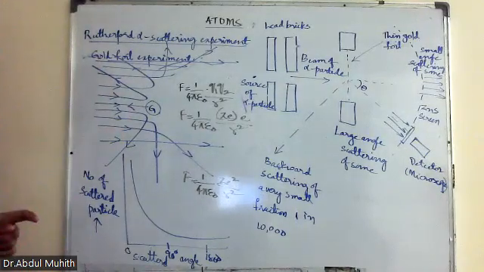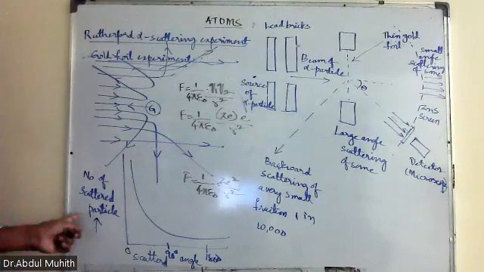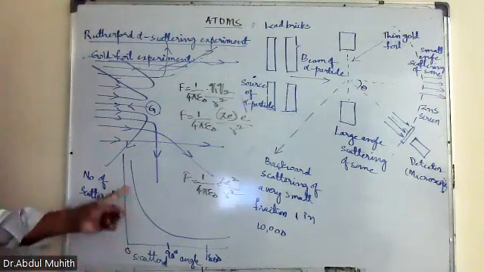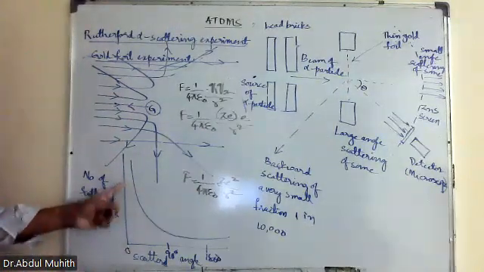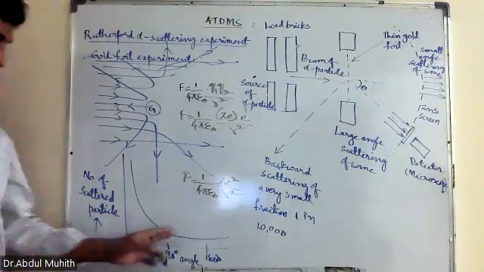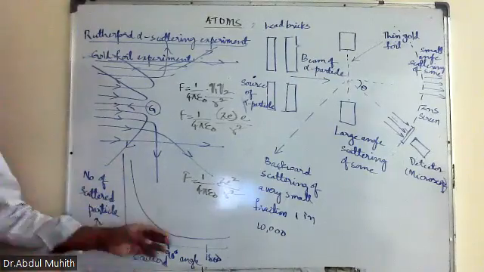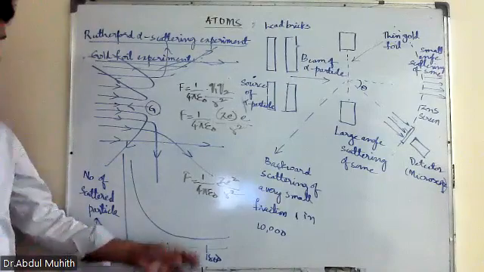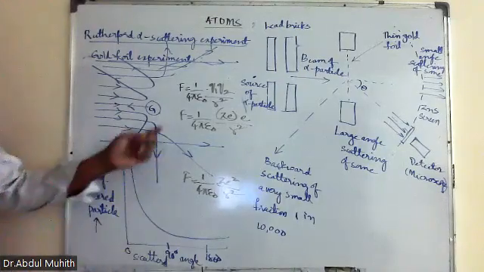Next, we have the number of scattered particles versus scattered angle. At 0 degrees, most of them are going straight, and very few are going through 90 or 180 degrees. And to this we can also use the formula.